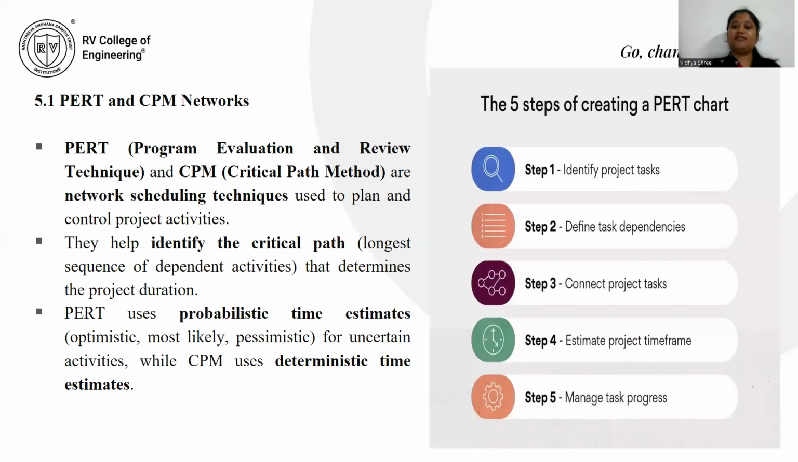Step 1, identify the project tasks. Step 2, define task dependencies. Step 3, connect the project tasks and estimate the project timeframe, and lastly, manage the task progress. They help in identifying the critical path that determines the project duration. PERT uses probabilistic time estimates for uncertain activities, while the critical path method uses deterministic time estimates.